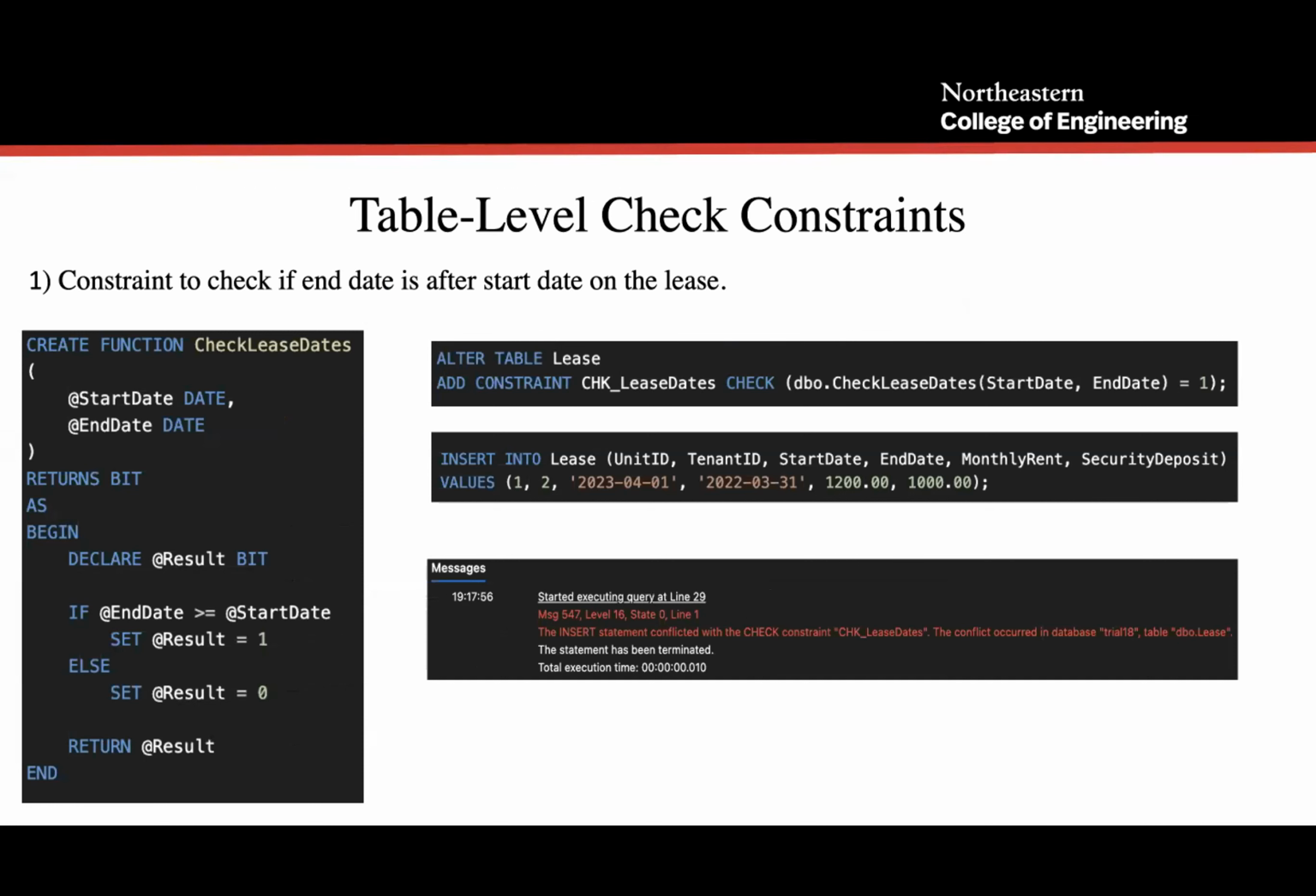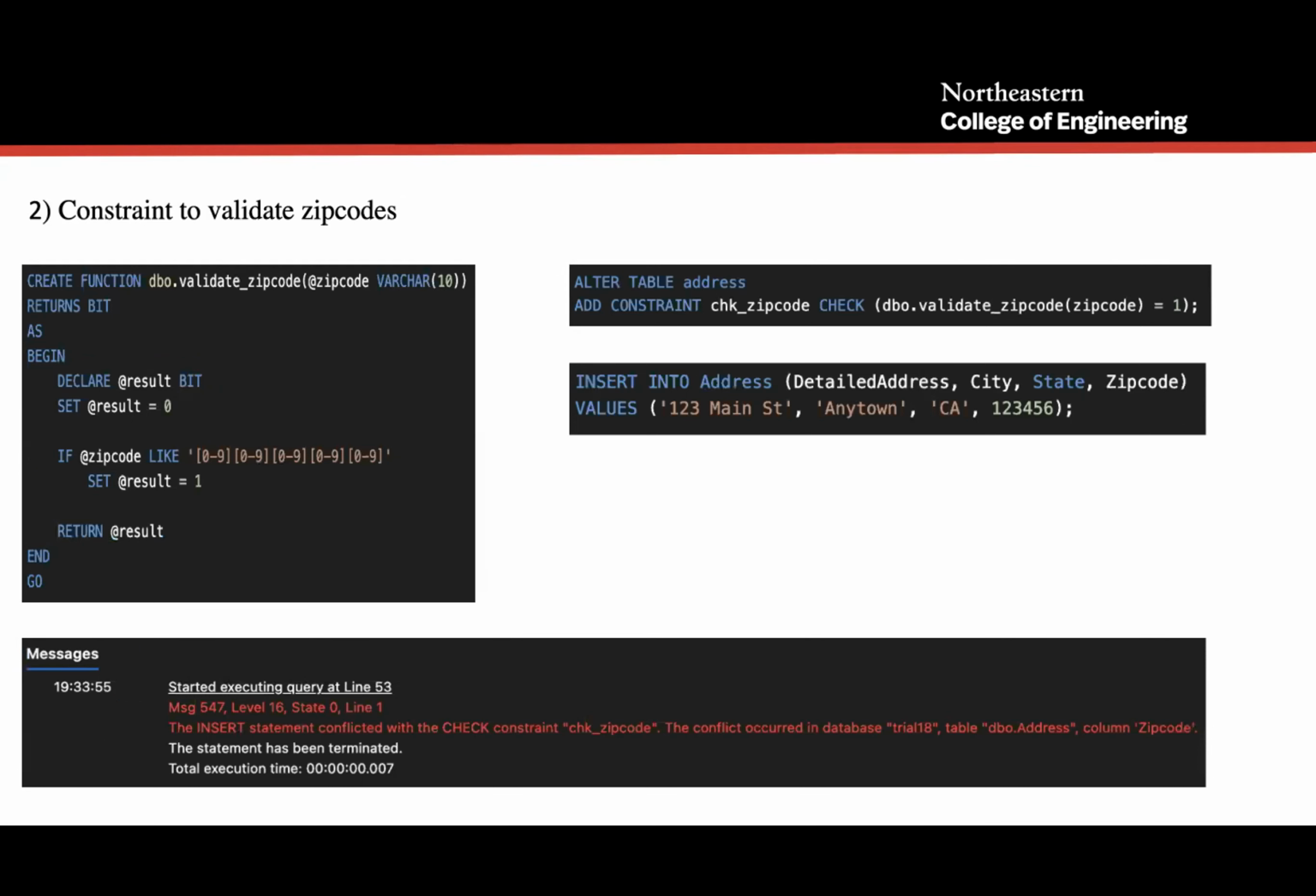Okay, so I'll start with table level check constraints based on a function. We implemented 3. The first one is to check if the lease end date is after the start date. We alter the lease table by adding a constraint based on this function. As you can see, when we try to insert a row where the end date is before the start date, we can see that it conflicts with our check lease date constraint. Next slide, please.